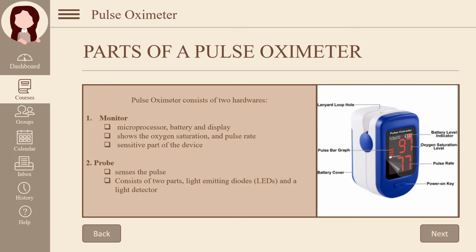The probe senses the pulse. This hardware consists of two parts, light-emitting diodes or LEDs and the light detector. From one side of the probe to the other, light beams are shone through the tissues. Some of the light released by the probe is absorbed by the blood and tissues. The amount of light absorbed by blood is proportional to the oxygen saturation of blood. The light detector recognizes the light that passes through as blood pulses through the tissues, and the microprocessor calculates an oxygen saturation value.